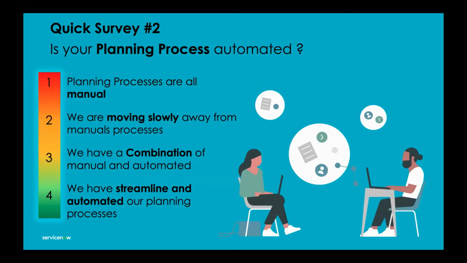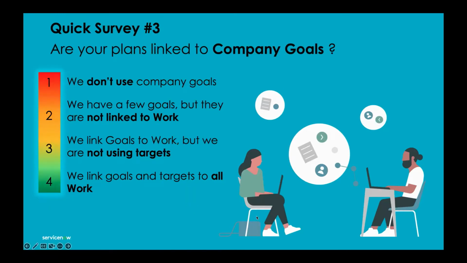Okay, and the third one is around goals. Are you linking your planning process? Are you linking your activity and your business plans to company goals? Not using goals, or a few linked, or maybe you've got them linked, but you're not using targets, or we're linking both goals and targets. Okay, that's good.